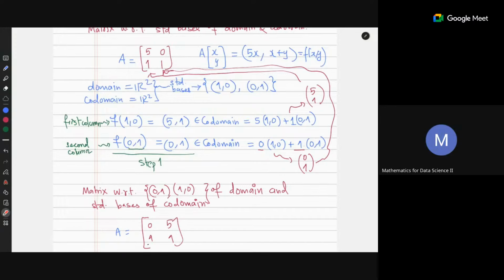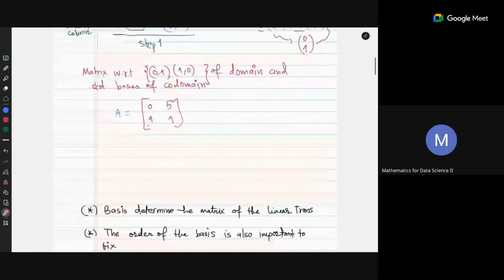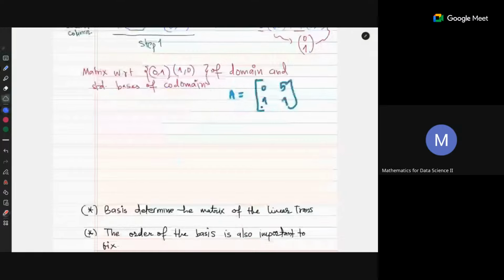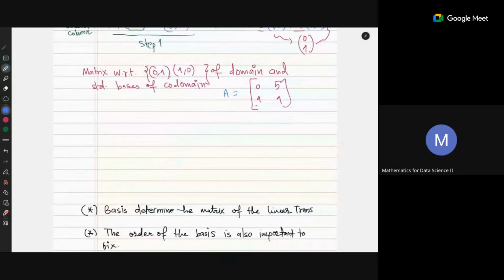So let's take another basis to make things more clear, or worse for you, depending on your status right now. Let me write this down and then I will discuss it. The matrix with respect to a different basis of the domain and the standard basis for the codomain.